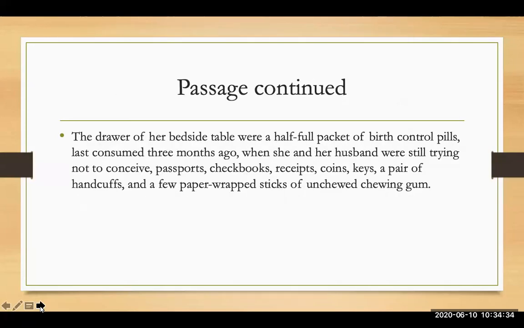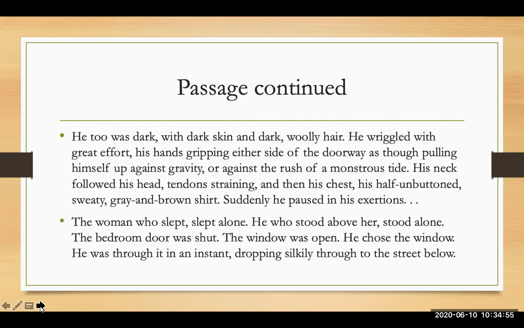In the drawer of her bedside table were a full packet of birth control pills, last consumed 3 months ago, when she and her husband were still trying not to conceive, passports, checkbooks, receipts, coins, keys, a pair of handcuffs, and a few paper wrap sticks of unchewed chewing gum. He too was dark, with dark skin and dark woolly hair.